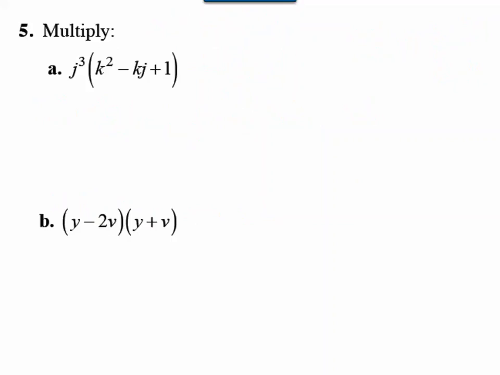How about multiple variables at the same time? I'll put a k and a j at the same time. How about a v and a y? How's that going to work?